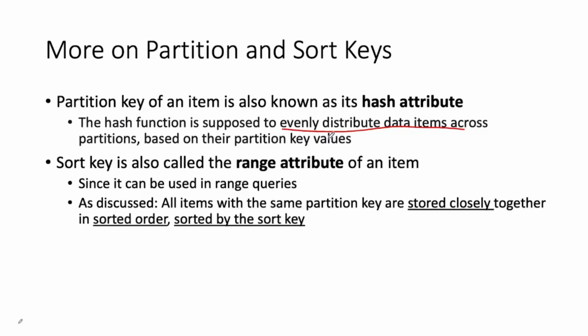Also, the sort key is also called the range attribute, and that is because it can be used with range queries. As we all know now, Dynamo stores all the items with the same partition key in sorted order in the same location. And due to this fact, it's already sorted. So we can use the sort key for sorting. We can also use the sort key for searching, for example, equal to, contains, these kinds of queries. And then we can also use it for range queries like between, greater than, less than, and begins with.